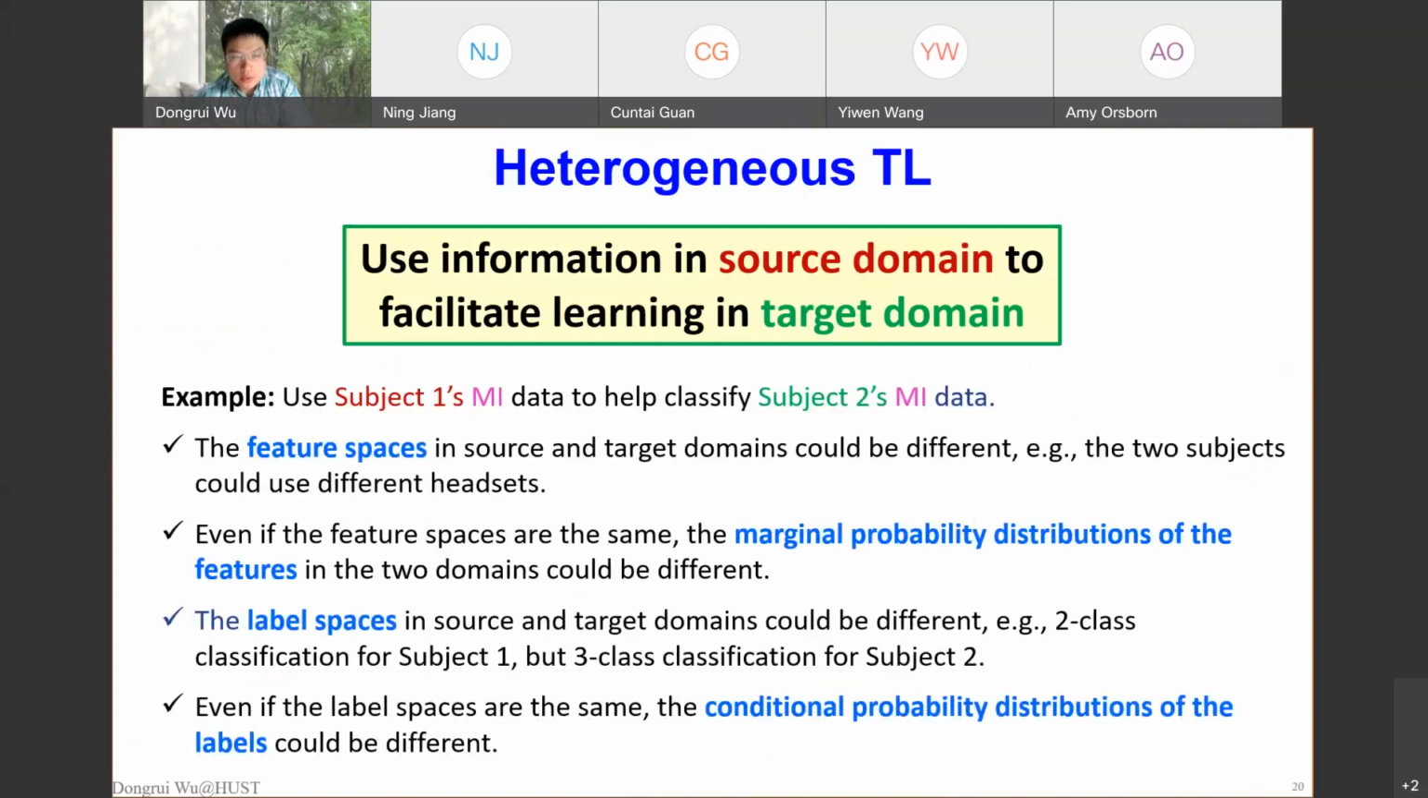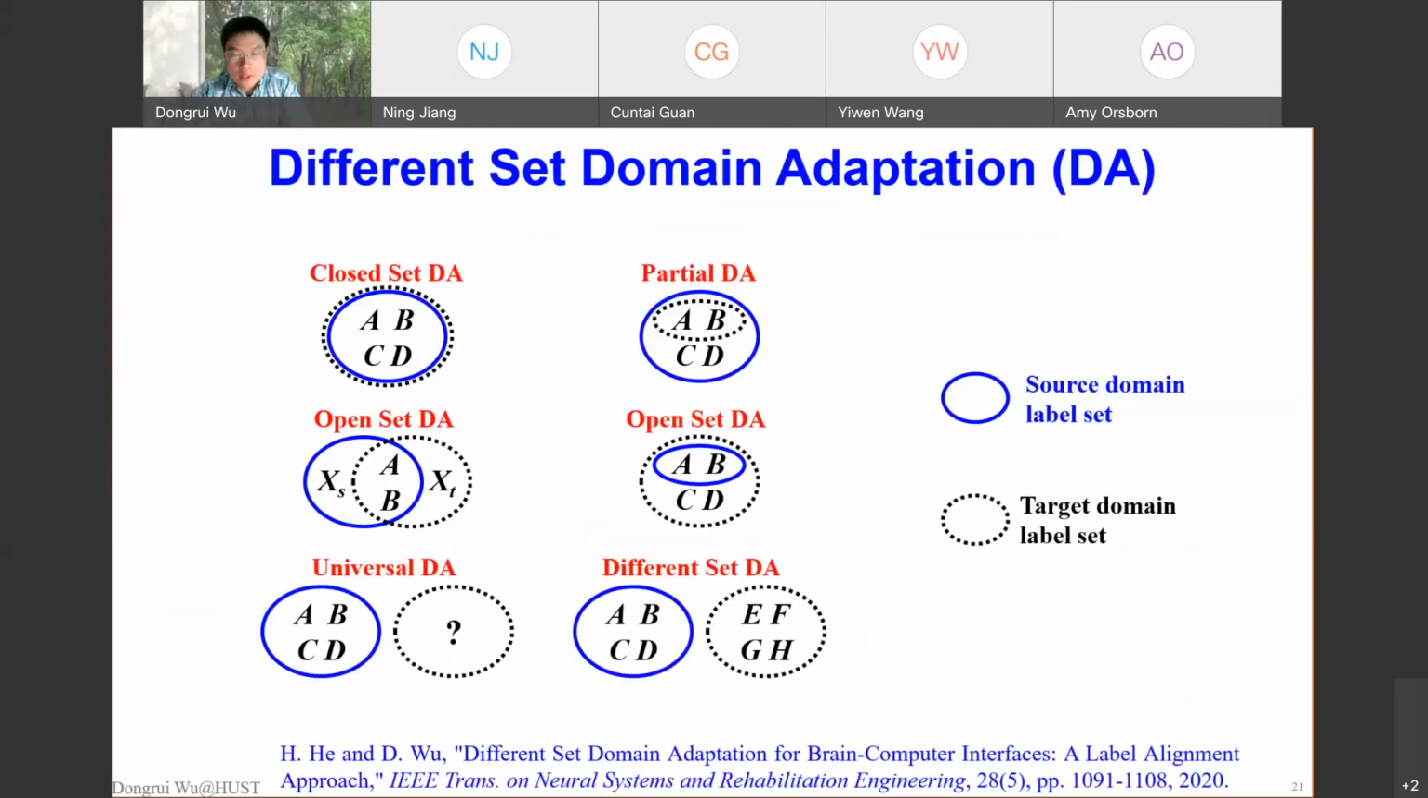We already introduced this page before. In heterogeneous transfer learning, we need to consider all these 4 challenges simultaneously. That is, the feature spaces of the 2 domains are different, and their marginal probability distributions are different, and the label spaces of the 2 domains are different, and also their conditional probability distributions are different. So this is a very challenging scenario.